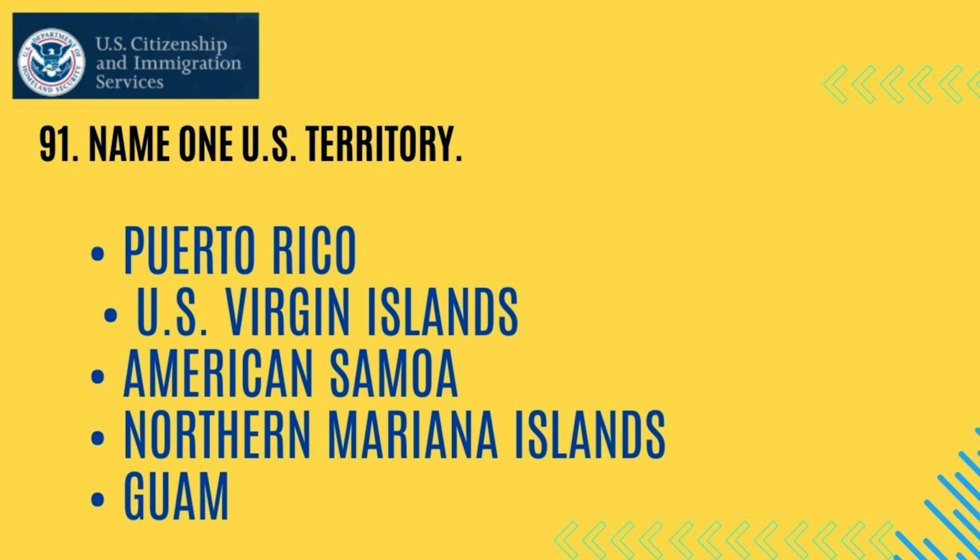91. Name one U.S. territory. Puerto Rico. U.S. Virgin Islands. American Samoa. Northern Mariana Islands. Guam.